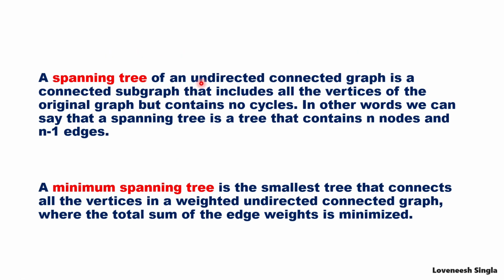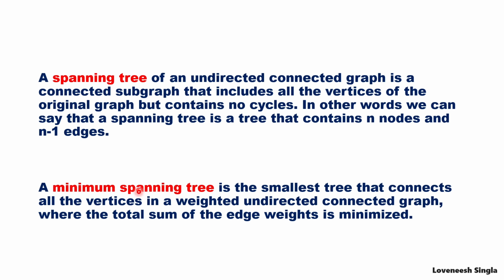A spanning tree of an undirected connected graph is a connected subgraph that includes all the vertices of the original graph but contains no cycles. In other words, we can say that a spanning tree is a tree that contains n nodes and n minus 1 edges. We will understand it more with the examples.